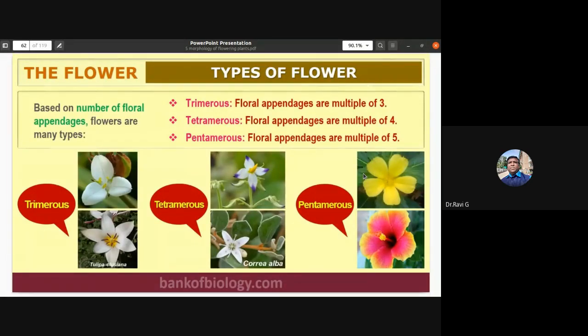So hexamerous flowers are also noticed in a few plants, but the majority of dicotyledonous plants have pentamerous flowers. The majority of monocotyledonous plants have trimerous flowers. That is the reason we use this as a distinguishing feature of monocotyledonous and dicotyledonous plants.